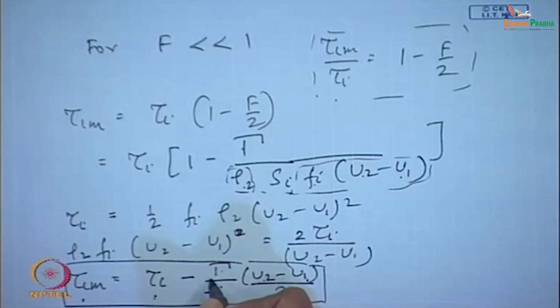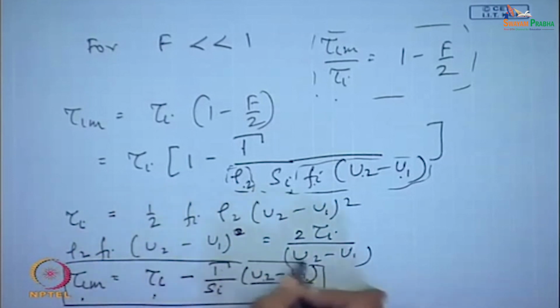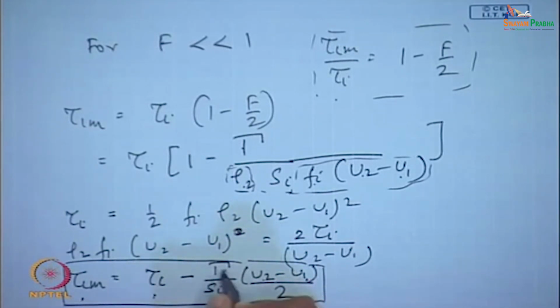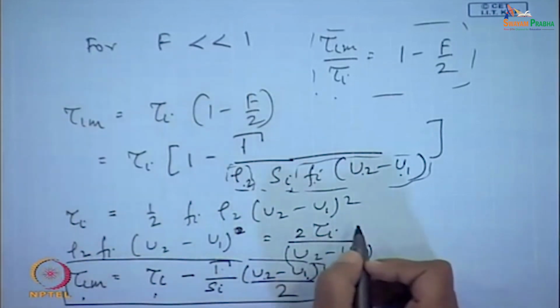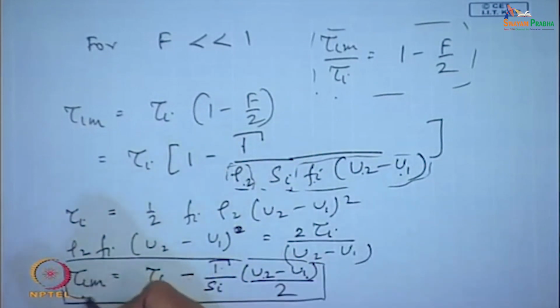For that particular condition, the interfacial shear is reduced by an amount which corresponds to the product of the evaporation rate per unit interfacial area and half the velocity difference. And if it is condensation, then gamma is negative and therefore, the interfacial shear is enhanced. So, when there is a change of phase from liquid to vapor, the interfacial shear is reduced. When there is mass transfer in the opposite direction, tau I m is increased. Whatever we had derived assumed that there is no mass transfer, no phase change. If there is mass transfer, then the interfacial shear gets modified accordingly.